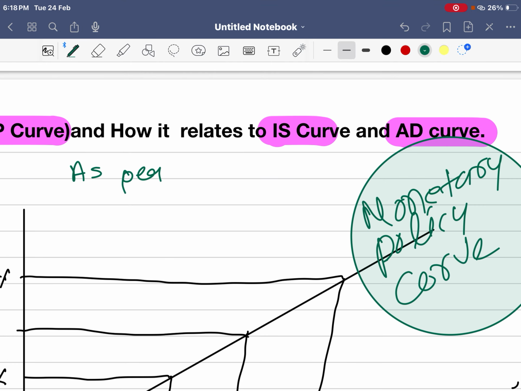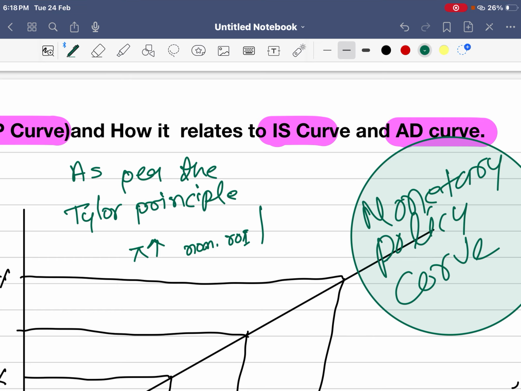And what the Taylor principle says is that if your inflation is high, in order to tackle that, you have to increase your nominal rate of interest by a much higher amount. So that is how this monetary policy curve is drawn, and this is the monetary policy curve. Okay, thank you.